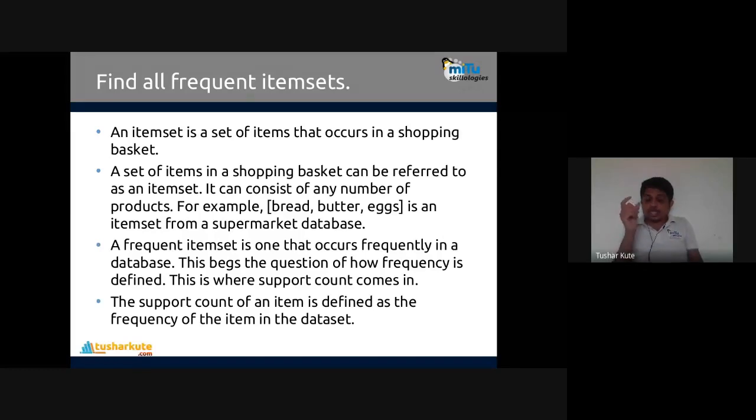Now, there is a terminology called support of an item set. Item or item set, both are there. A single item can be there, or a set of items can be there. That's called support. Support is a count of an item, defined as the frequency of the item in the data set. How frequently the respective item is present in the data set is called the support of it. Support will check the popularity of an item in the item set.